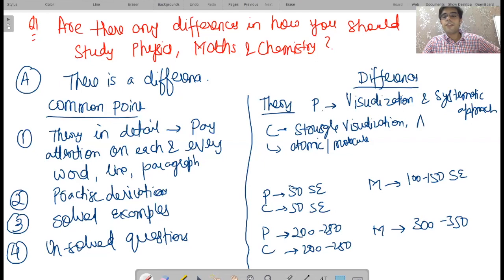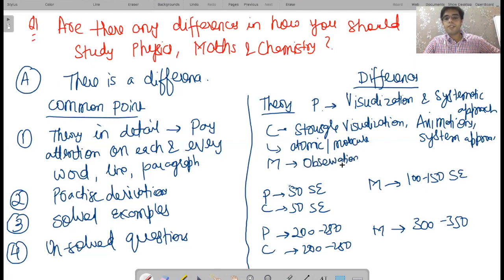That's why we need some very powerful animations for all the topics that we study, along with the systematic approach that is valid for all the three. But maths is complete observation. Maths does not have much visualization, it is complete observation.